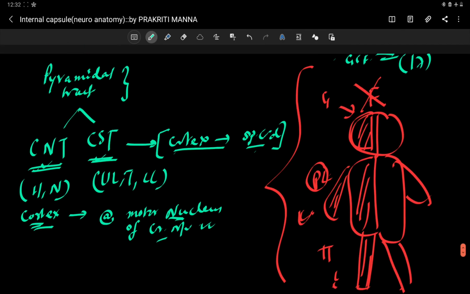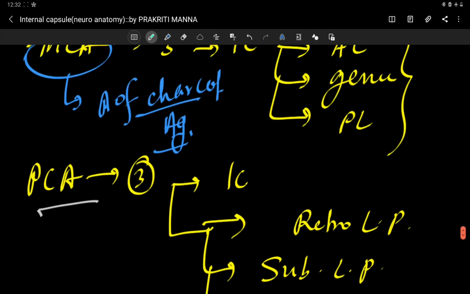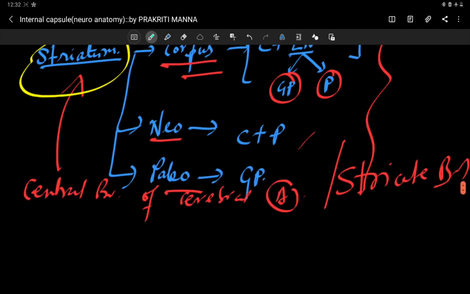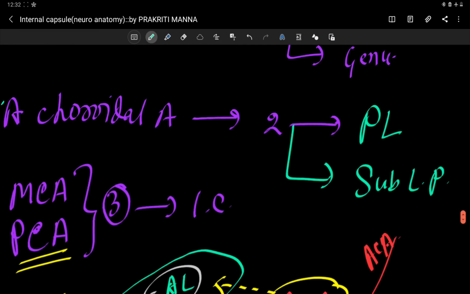All right, now let's talk about more detail of the fibers and various diseases in the next session.